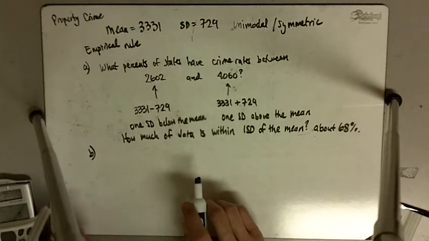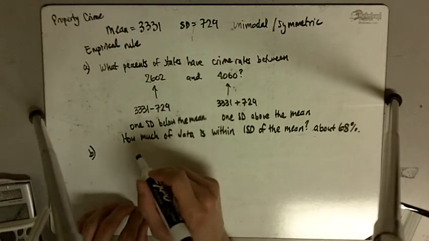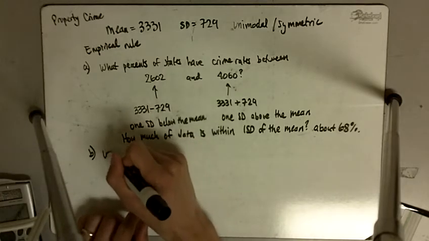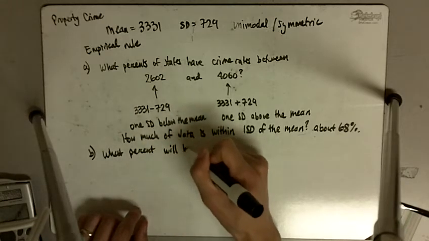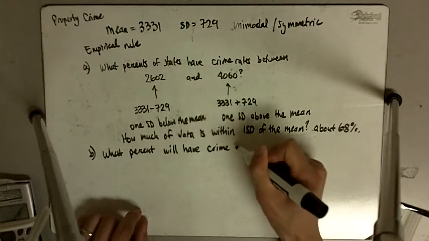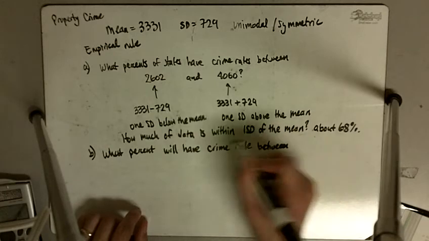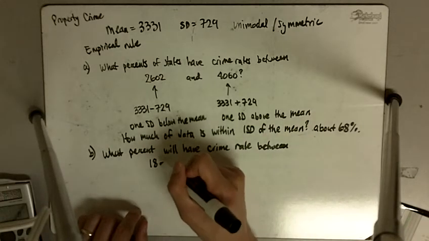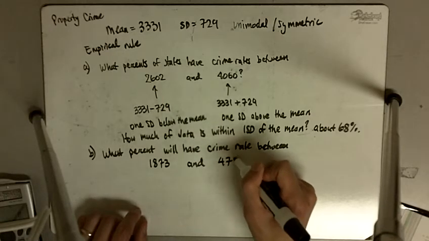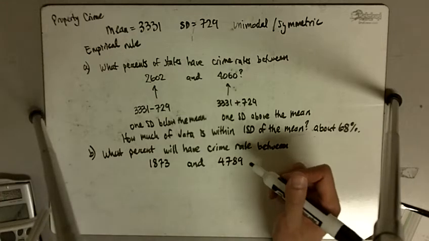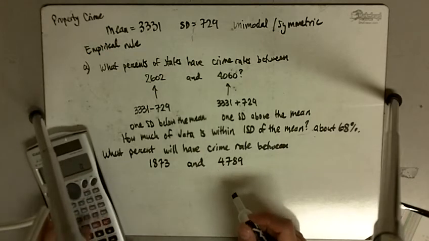The next part asks, what percentage of Western states would you expect to have property crime rates between 1873 and 4789? What percent will have property crime rates between, what does it say, 1873 and 4789, okay? And so here we want to see how many standard deviations above the mean are we, and how many standard deviations below the mean are we.